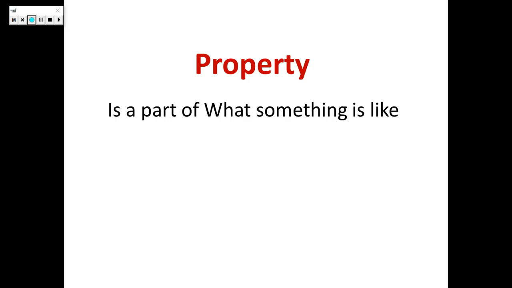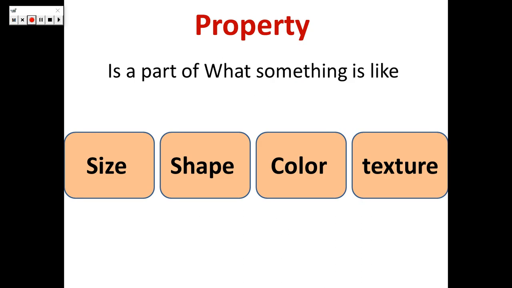If I ask you, what is the property of matter? What do you think the meaning of this word? Property. The property is part of what something is like. So, the property of matter means four things: the size of this matter, the shape of this matter, the color of this matter, and the texture of this matter.